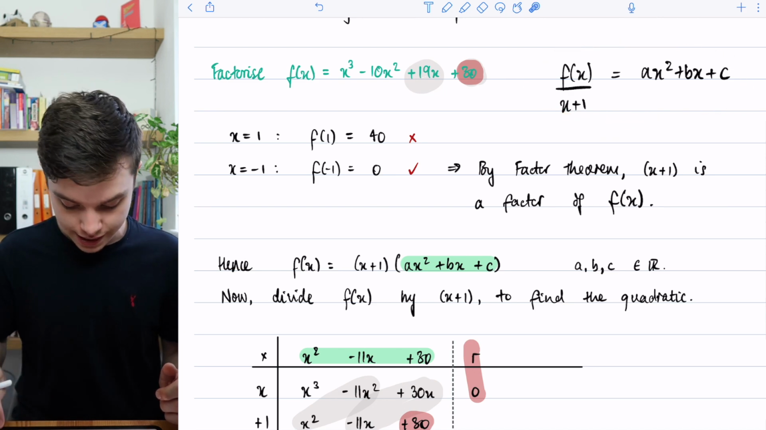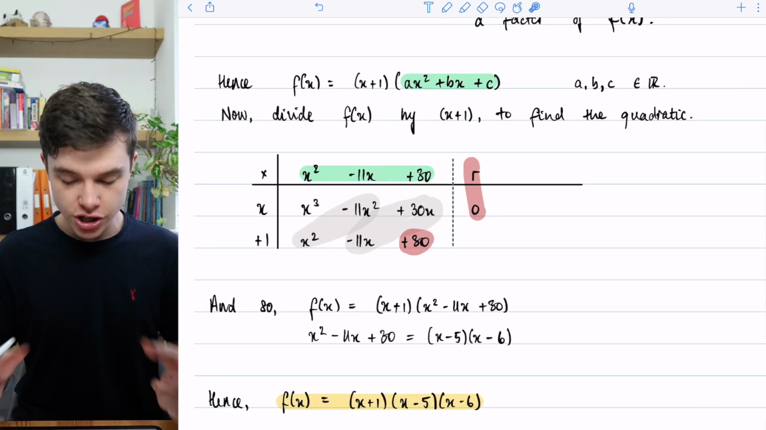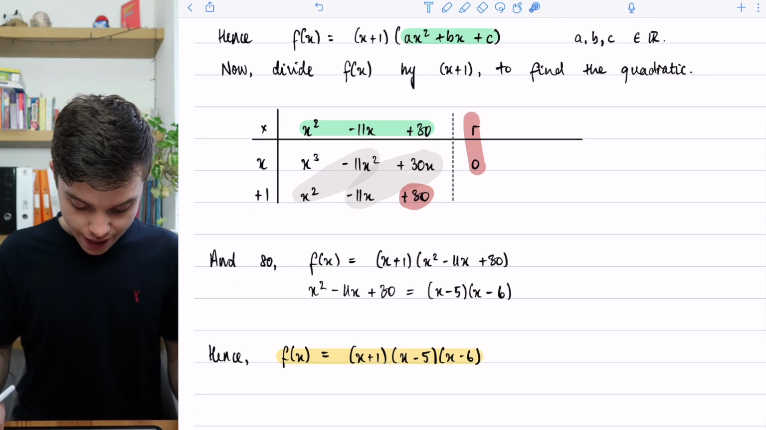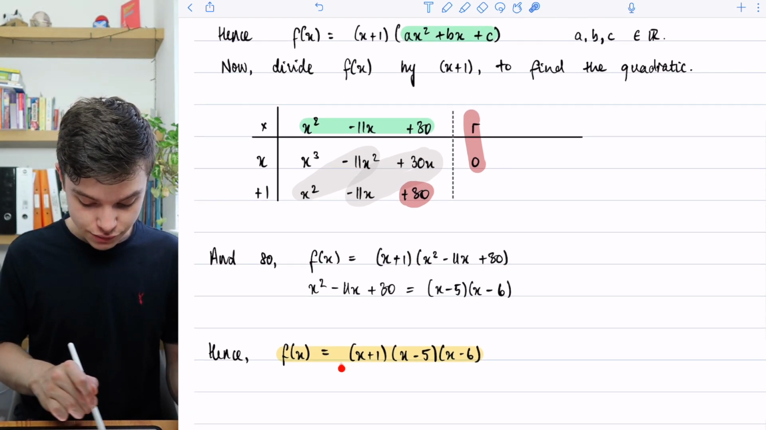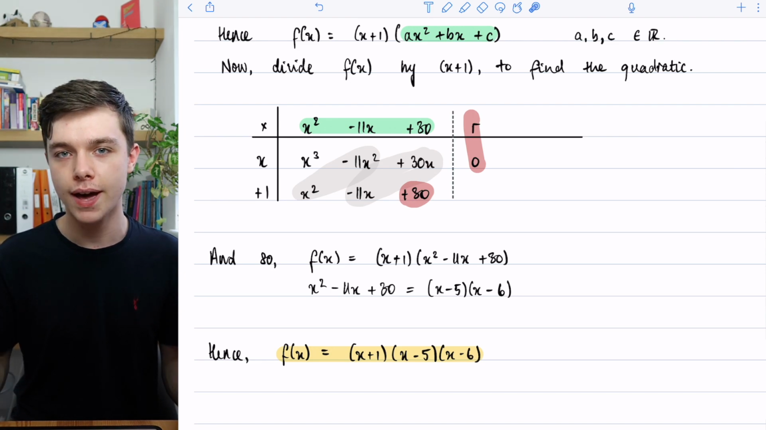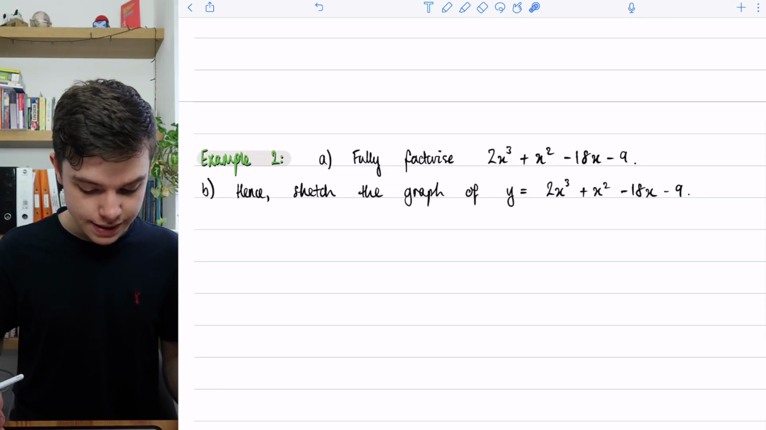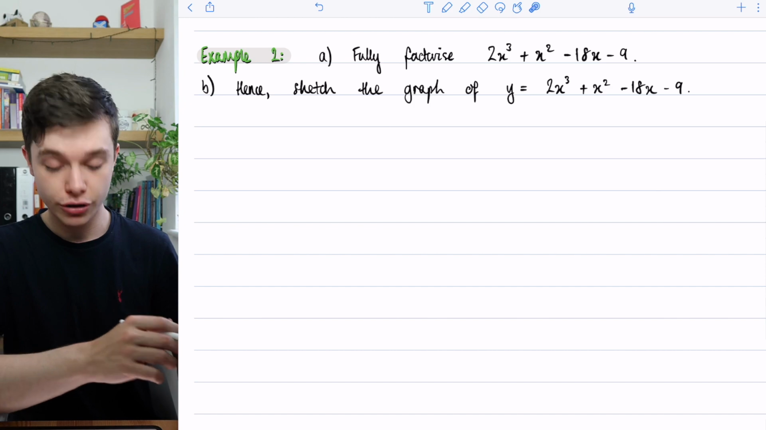Hopefully this makes sense here. Do that by long division. I used the grid method there. And then factorise this quadratic that you get, if you can, to factorise the cubic fully. Okay, hopefully that makes some sense. Let's have a look at another example.